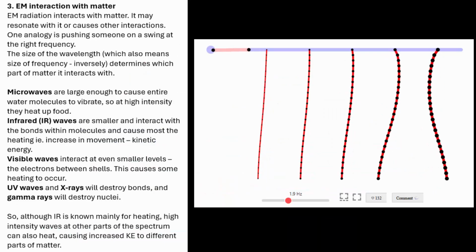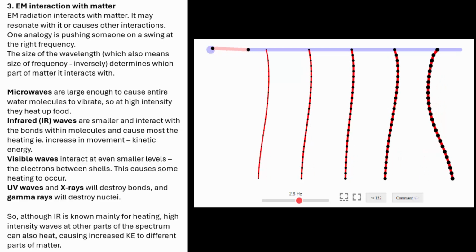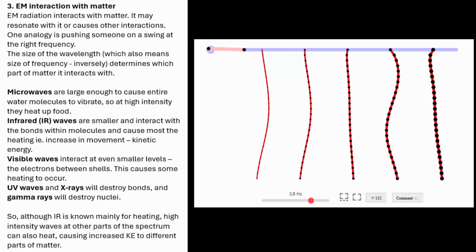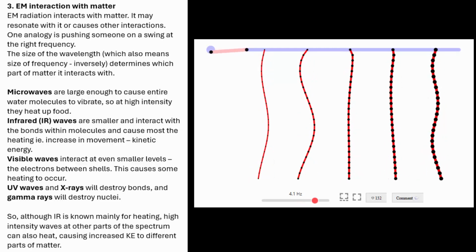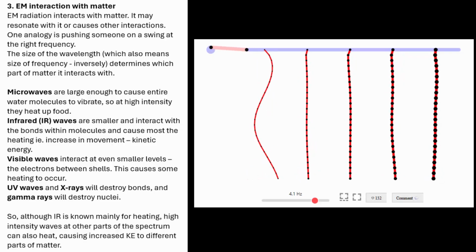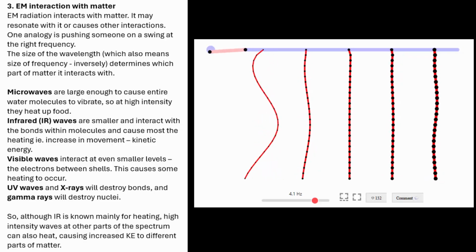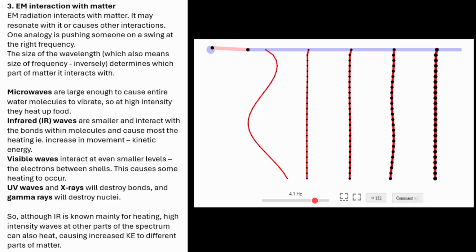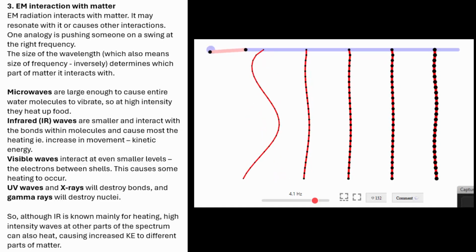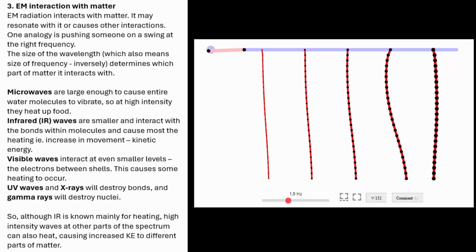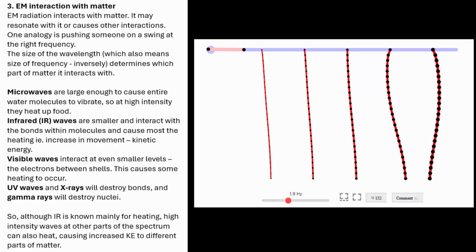So electromagnetic radiation interacts with matter. You can think of it like pushing someone on a swing. It has to be at the right timing to maximize the effect and push them further. There's also a simulation here that you can see with different beads of different weights. Just getting to the right frequency causes the resonation. That's the sort of interaction that electromagnetic radiation has with matter.